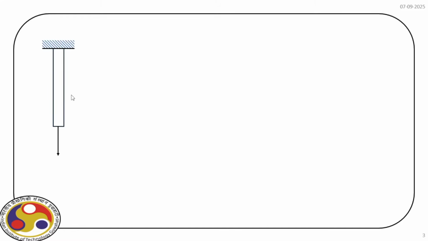In this series, we are going to learn strain energy and its applications. So we'll first define what we mean by strain energy, and then we will see how we can use this strain energy to solve the structural engineering problem.